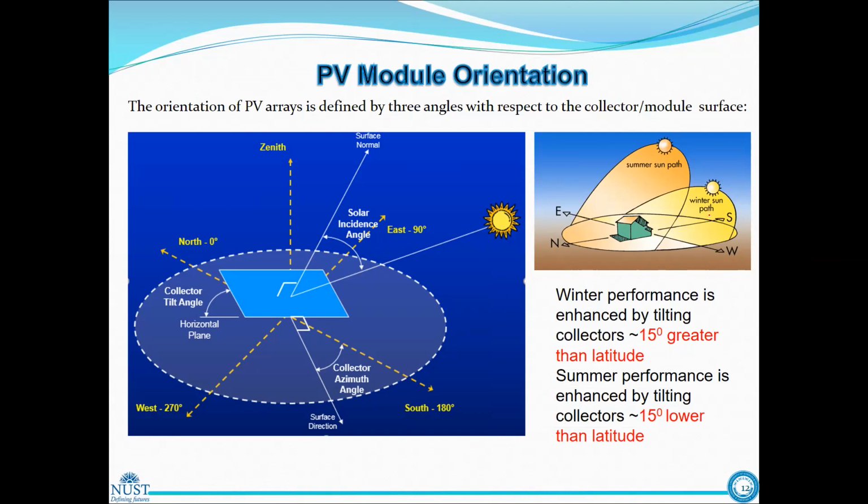And similarly, when we talk about winter, the tilt angle should be higher so that the sun directly faces the collector. So there is a rule of thumb that winter performance is enhanced by tilting the collectors 15 degrees greater than latitude. Similarly, summer performance can be enhanced if the tilt of these collectors is 15 degrees less than the latitude.